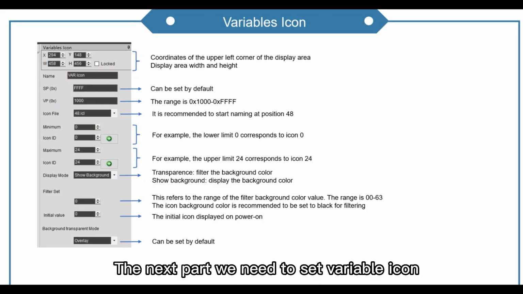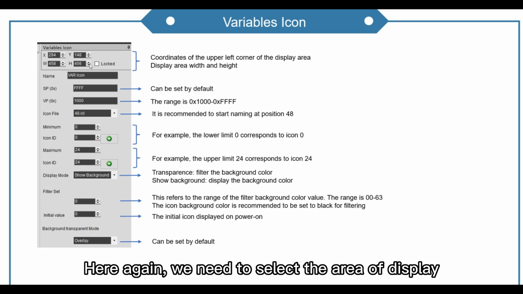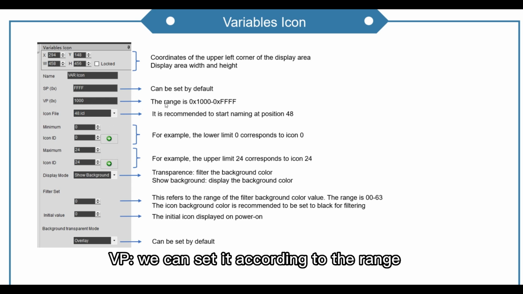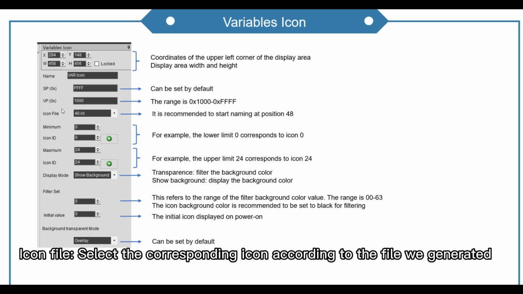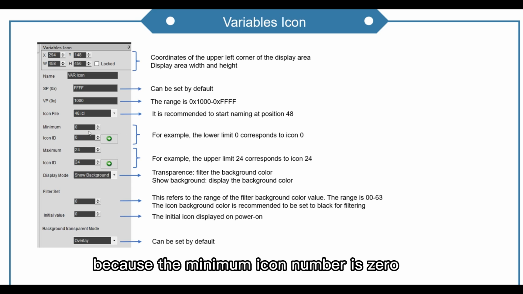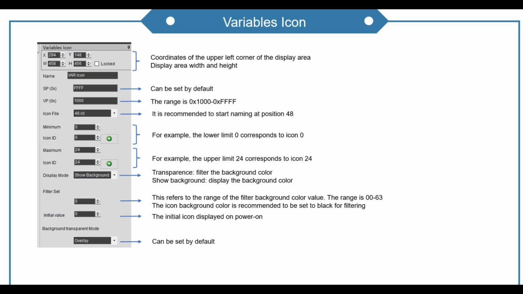The next part, we need to set variable icon. Here again, we need to select the area of display. SP, it can be set by default. VP, we can set it according to the range. Icon file, select the corresponding icon according to the file we generated. So here we choose 48, the next four parts. Because the minimum icon number is 0, the maximum is 24, so set them.